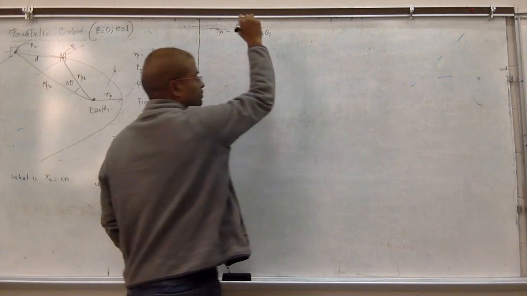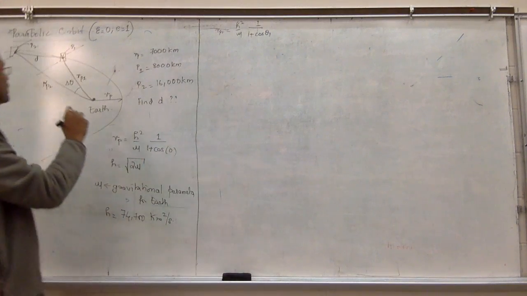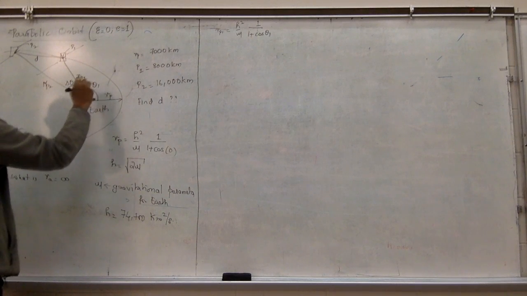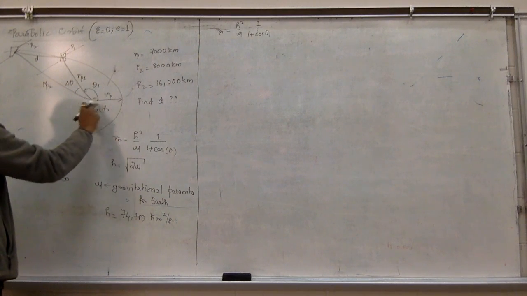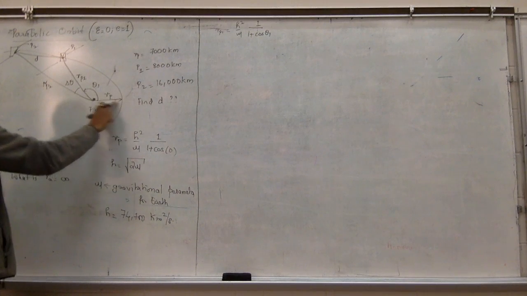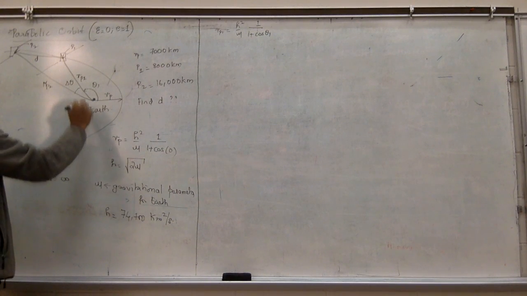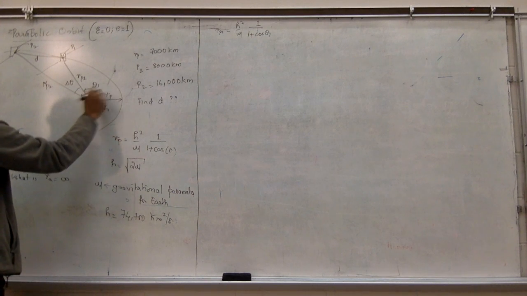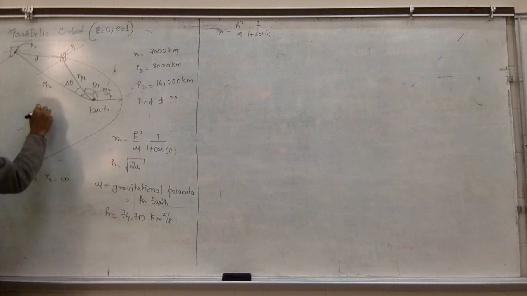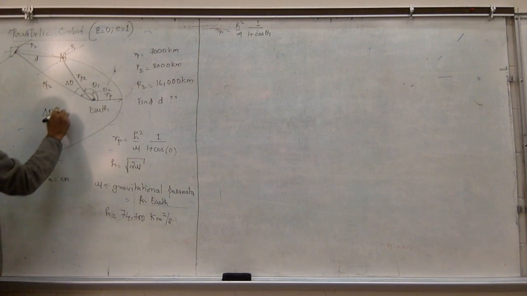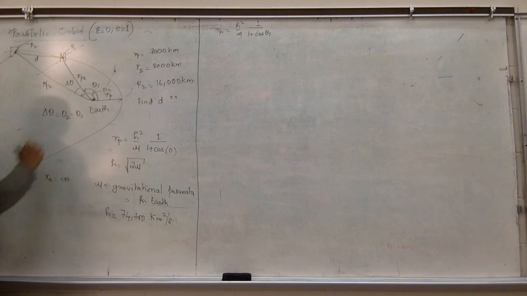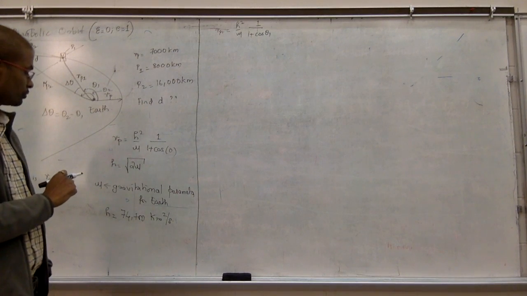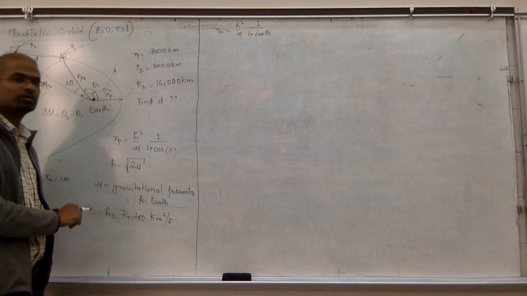theta 1. So this is theta 1. You agree? But this will be theta 2. Okay? And delta theta is what? Delta theta is theta 2 minus theta 1. Is that 74,000 or 741? 74,700.